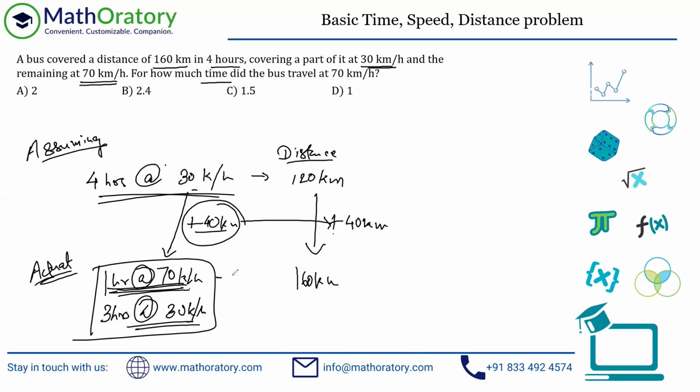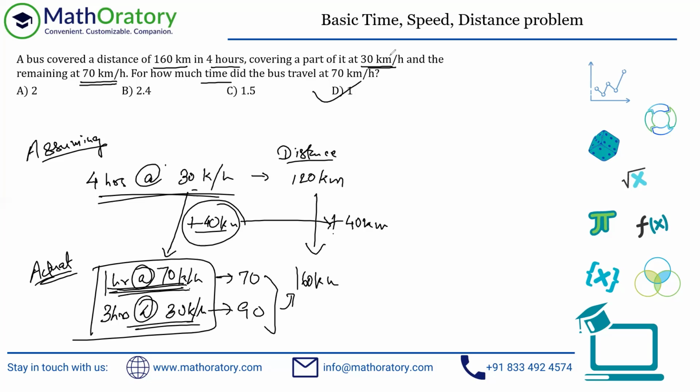So this is a total distance of 70 and this is a total distance of 90, which is actually adding up to this 160, right? So we have got our answer for how much time he traveled at 70 kilometers per hour. So that is 1 hour, option D.